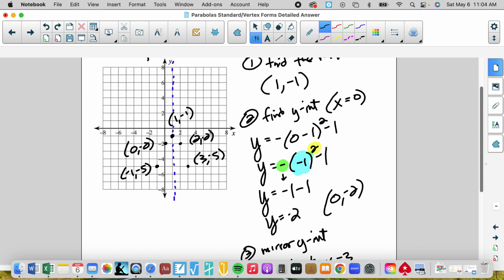So look how fast we were able to graph that parabola, all the solutions of that parabola. Good?